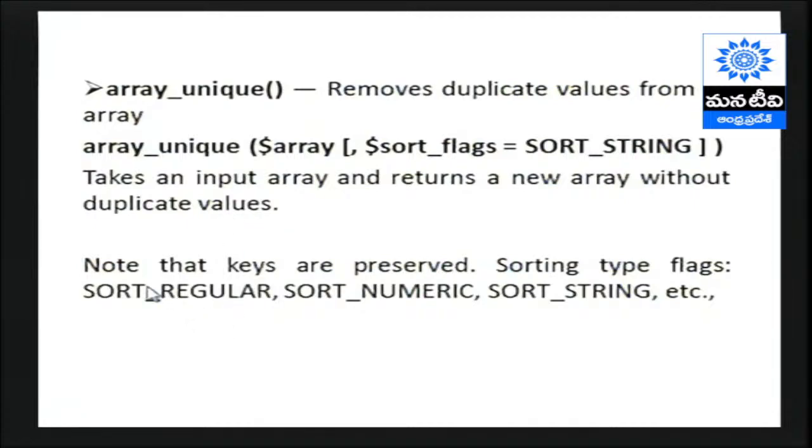Here also the keys are preserved, and here it uses the sort flags, such that based on the type of values, whether the key values must be numeric or strings, that has to be considered. That will be considered with the help of these flags that have to be given as the second argument, a second parameter for the array unique function, where this is an optional parameter.